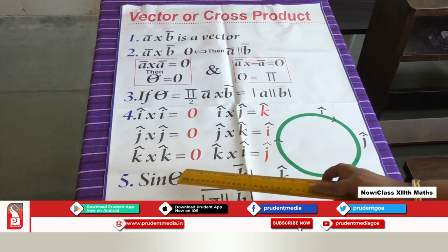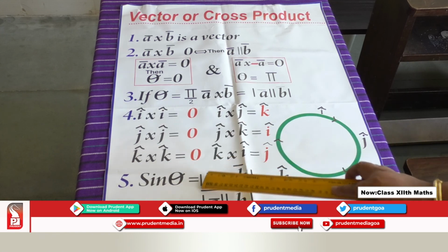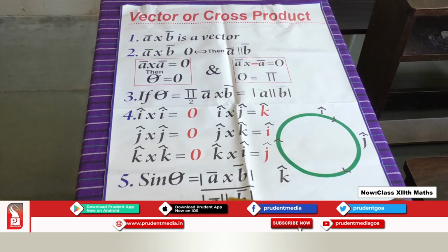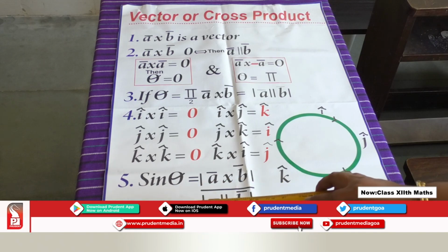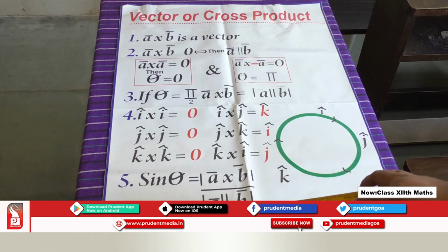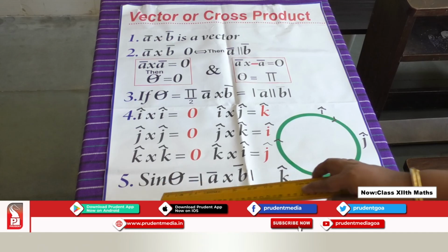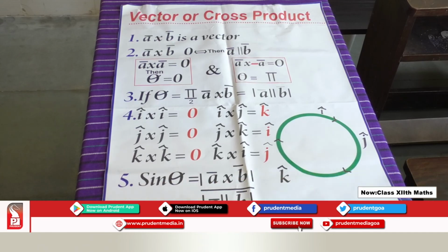Now, from the definition of this, sin theta is modulus of A cross B upon modulus of A and modulus of B. Then I had explained to you all that vector cross product is not commutative. If you interchange them, they differ in sign. So, A cross B equals minus B cross A.